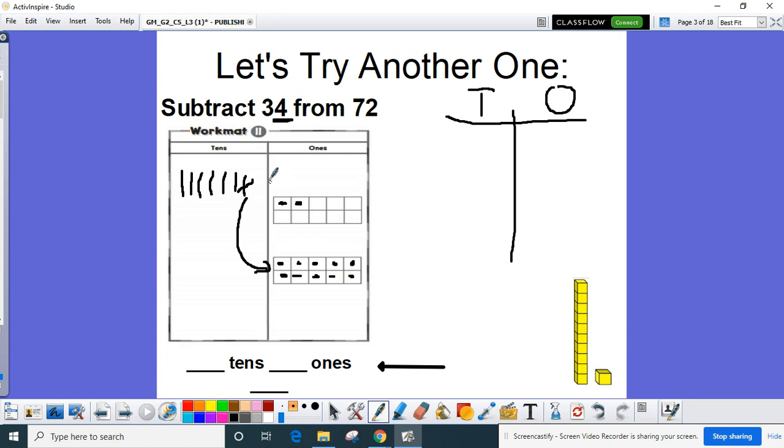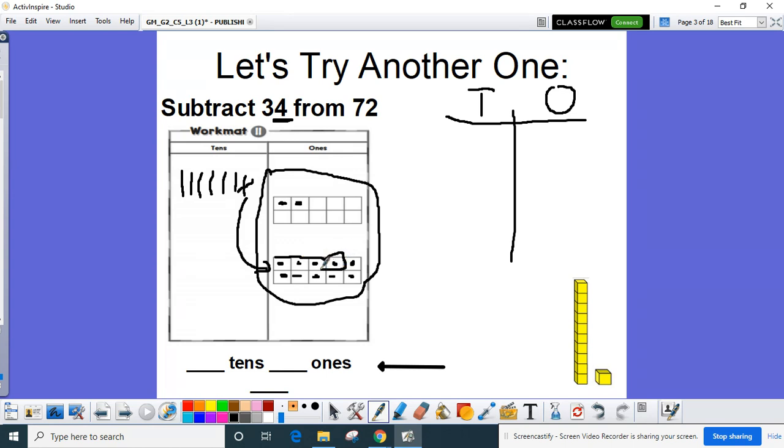Now, let's see how many ones we have. Don't forget, you have to count all of your ones. So don't forget to look at both 10 frames. So let's count our ones. 1, 2, 3, 4, 5, 6, 7, 8, 9, 10, 11, 12. Now we have 12 ones. Can we subtract 4 from 12? Yes, we can. So let's subtract 4. Ready? 1, 2, 3, 4.